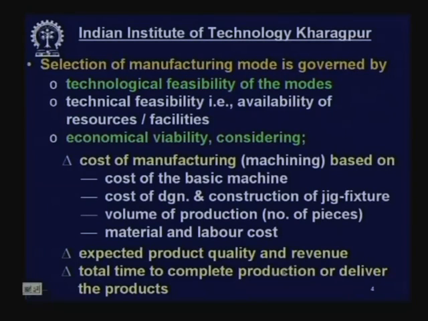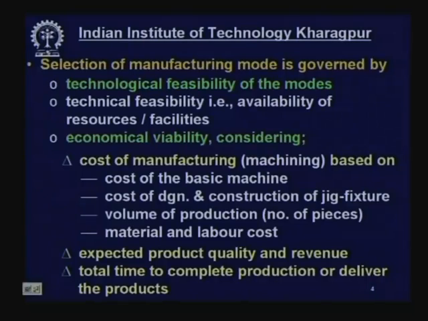Total time to complete production or deliver the products. Now, if you take a task, you can complete it in 1 month if you do it manually without using jig, fixture or automation. If you use a jig and fixture, maybe within 15 days. If you do it on an automatic machine, maybe within 7 days. Now, if you can complete the work within 7 days and deliver, you will get a lot of benefits. The customers will be very happy, they will pay more money for that, and you can utilize the time that is saved for other work. So, it has a great impact on the socio economy if you can deliver the goods in time and in a short time.